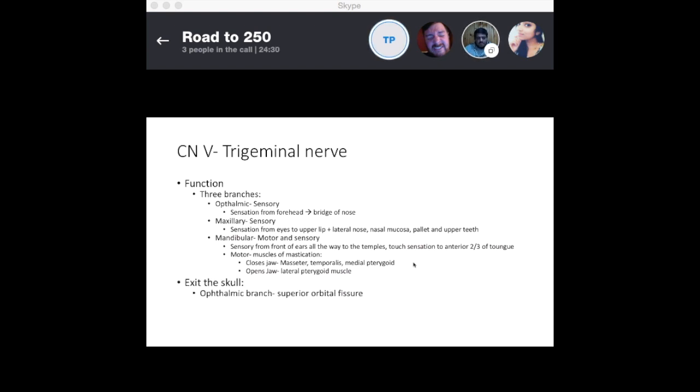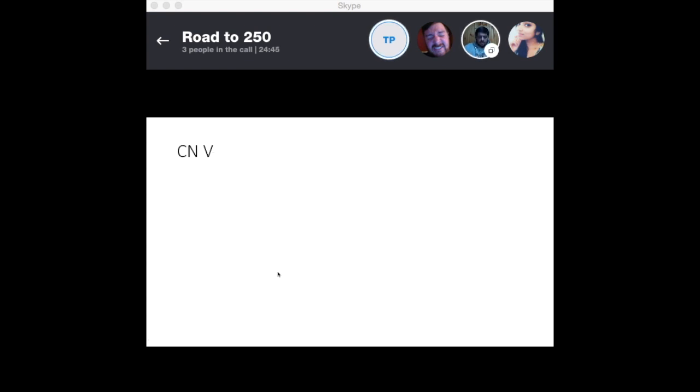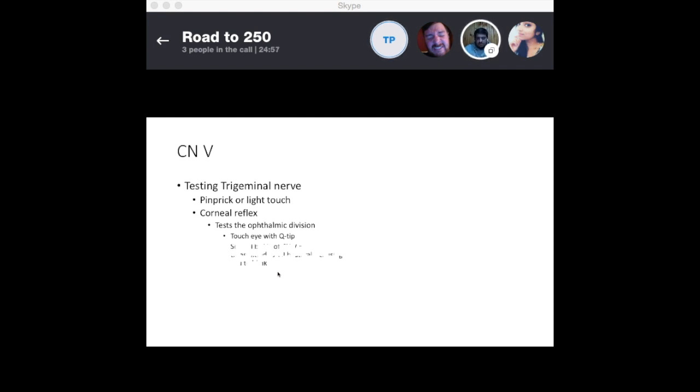And it exits the skull through three branches. The ophthalmic branch comes out of the superior orbital fissure. The maxillary is the foramen rotundum, and the mandibular one is your foramen ovale. So when you're testing trigeminal nerve, you can do a pinprick or light touch, or you can do a corneal reflex. That tests the ophthalmic division.